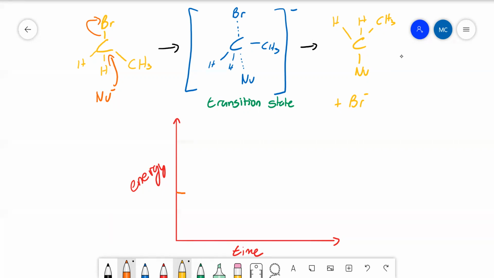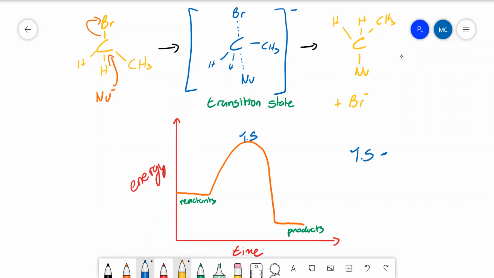So here we have the reactants. We will go up in energy because of the bond breaking. And then we said it's exothermic, so we're going to go down. These are the reactants and the products. What we'll have here would be the transition state. TS equals transition state. This is the activation energy, and this value here would be the enthalpy change.